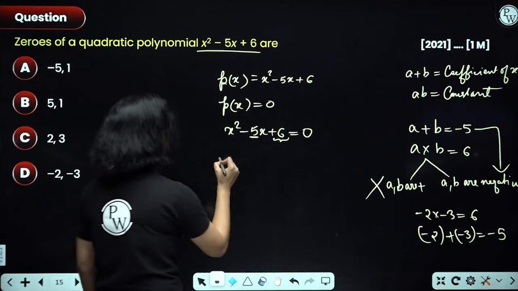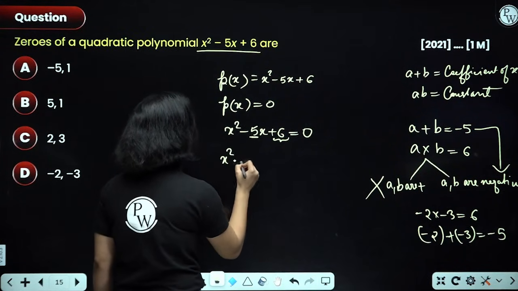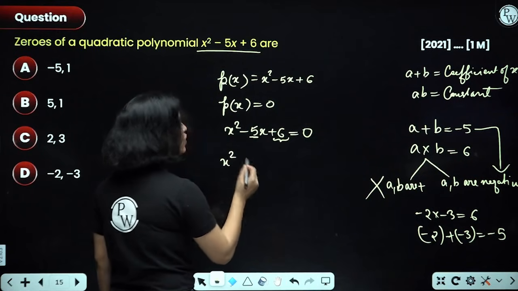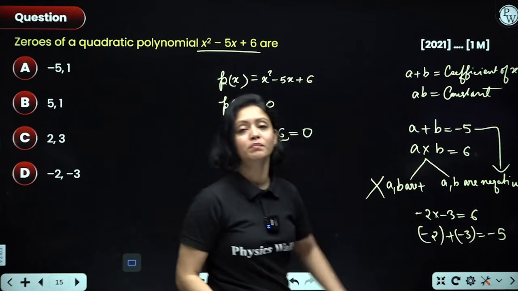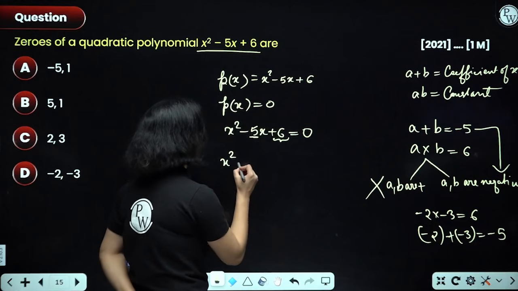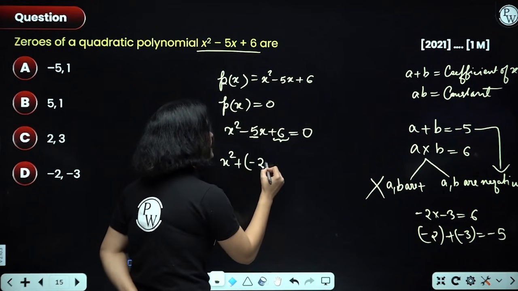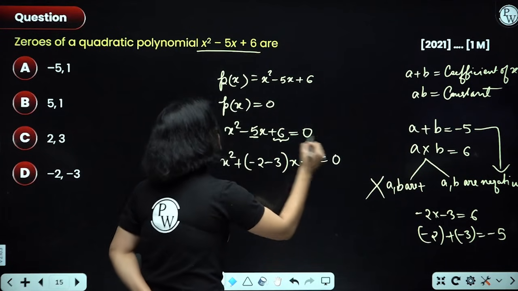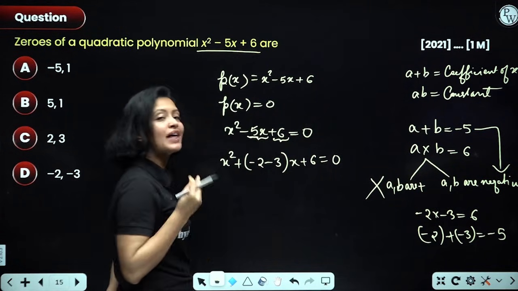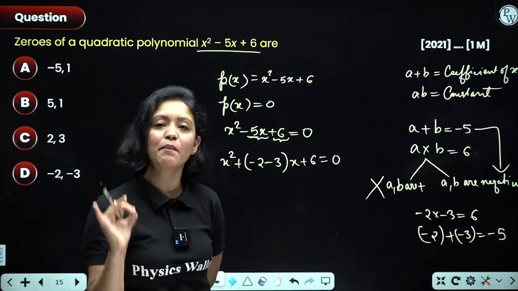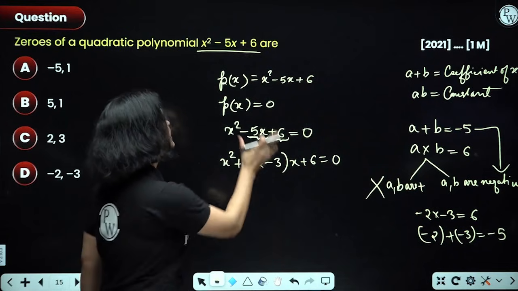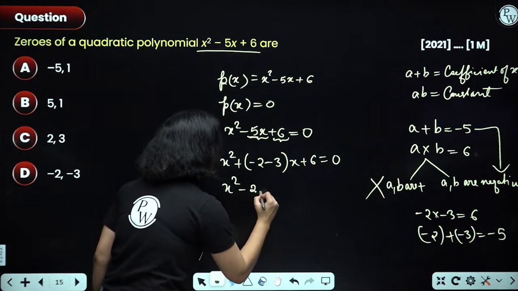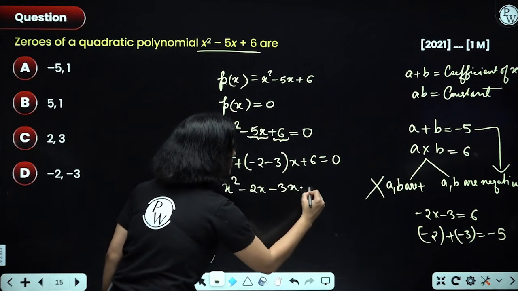So what you are going to do basically is you are going to take this negative 5 and write it as negative 2 plus negative 3, right? So I am going to break down negative 5 as negative 2, negative 3. x plus 6 is equal to 0. So you have split the middle term. That's why this is called the splitting the middle term method. You have taken negative 5x and you have broken it down as negative 2x, negative 3x.